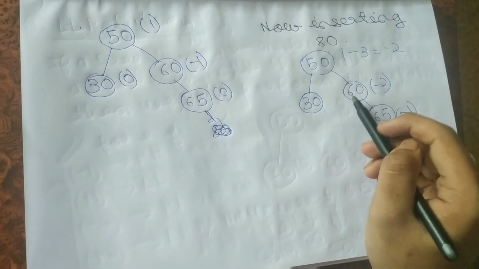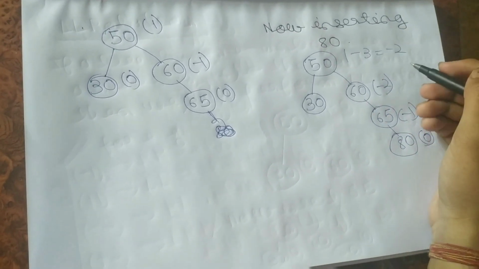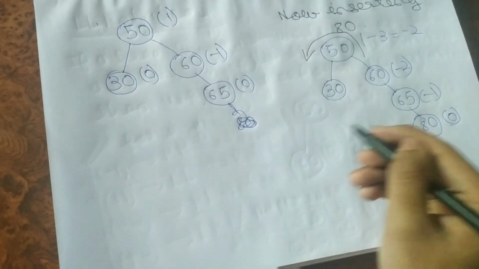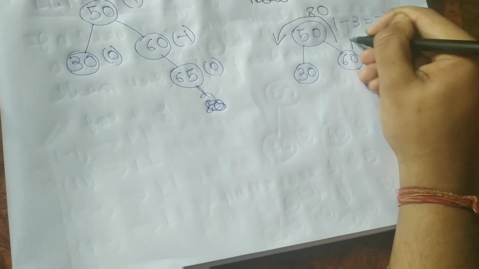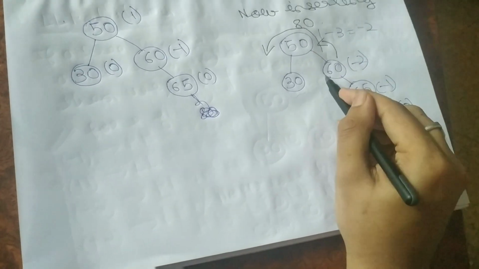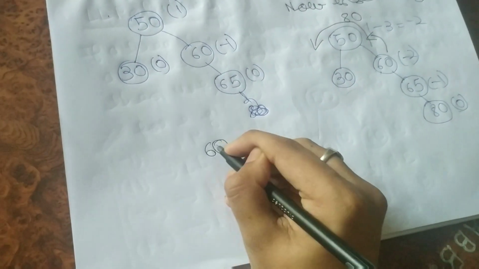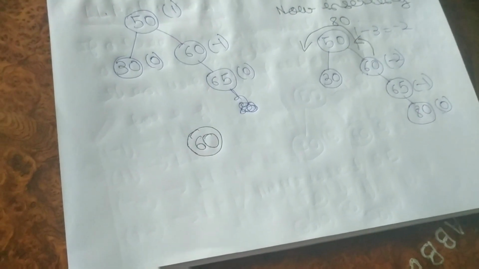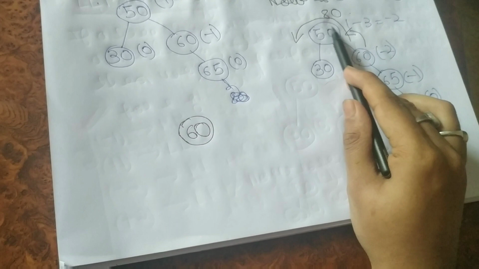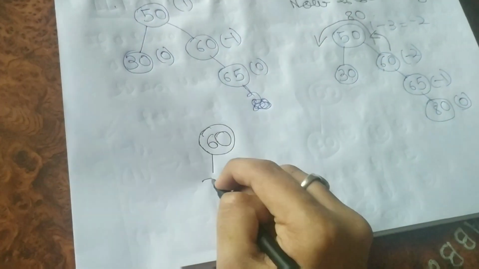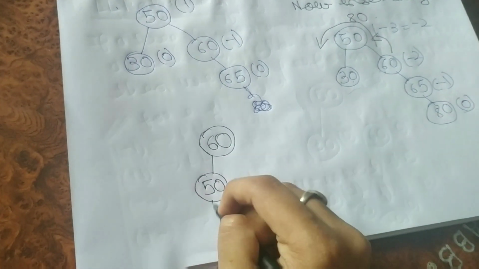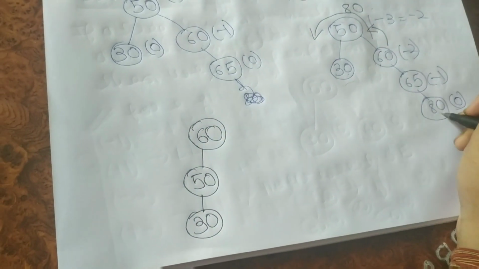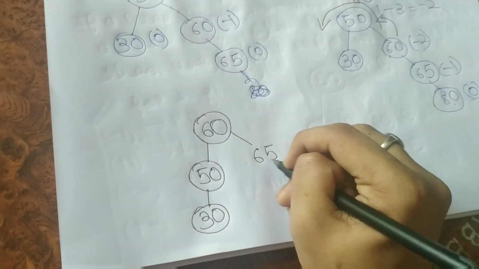So to make it balanced, we will perform left rotation. If we perform left rotation, what will become? 60 will come at the root position. So here we write 60 first after performing left rotation. So left rotation means left to right. So 60 will come, and 50 and 30 will come in the left subtree position, and 65 and 80 will come in the right subtree position.